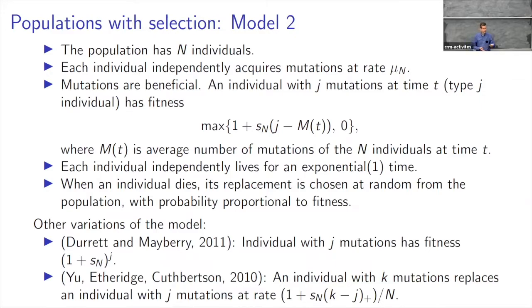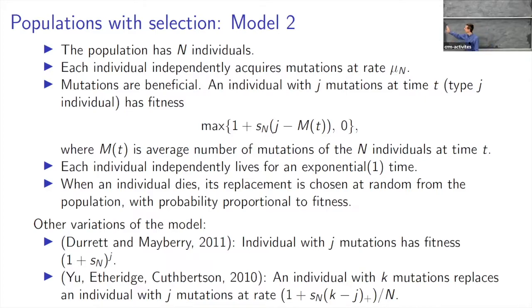Now, each individual independently lives for an exponentially distributed time with rate 1. And when an individual dies, we choose an individual at random from the population with probability proportional to fitness to be the parent of the new individual. So individuals with higher fitness are more likely to give birth, and the new individual that's born, of course, has the same type as the parent.